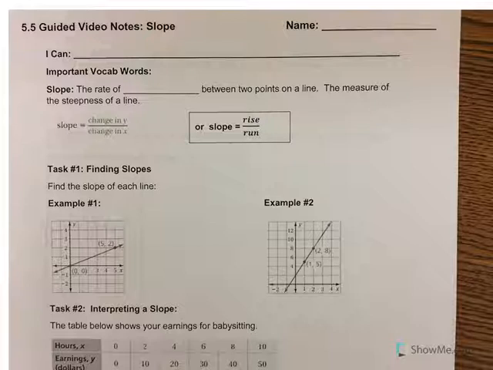So your I can statement at the top: I can find the slope when given a pair of coordinates. So a lot of information as we go through these notes.